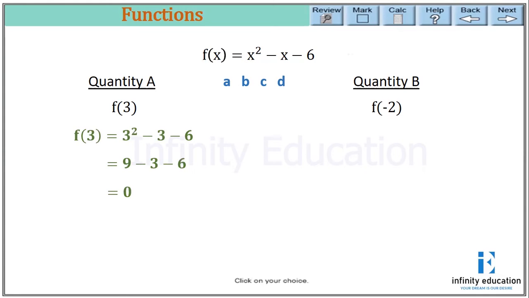Now let's see for quantity B. So for quantity B, when I'm putting x equals minus 2, we are having f of minus 2 as minus 2 square minus of minus 2 minus 6. So minus 2 square is 4. So 4 minus of minus 2 is plus 2, and minus 6. So again we are getting this as 0. So now as we are getting both the quantities same, C should be the answer to the question.